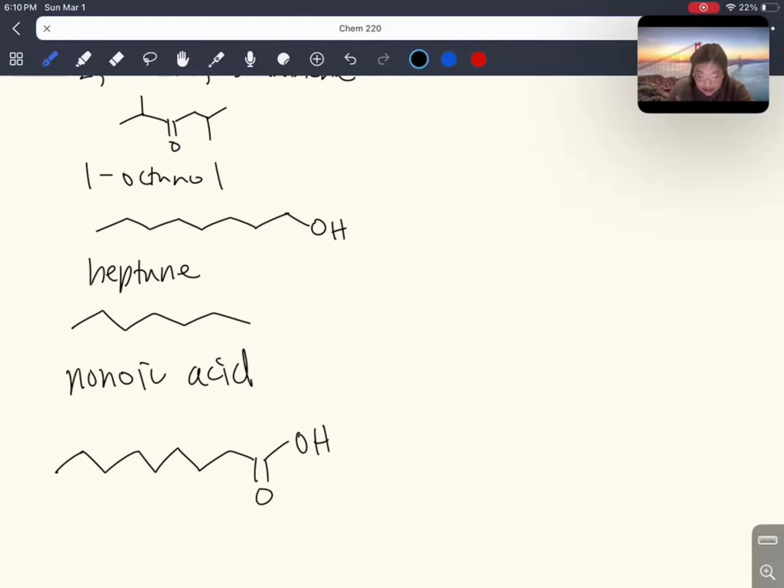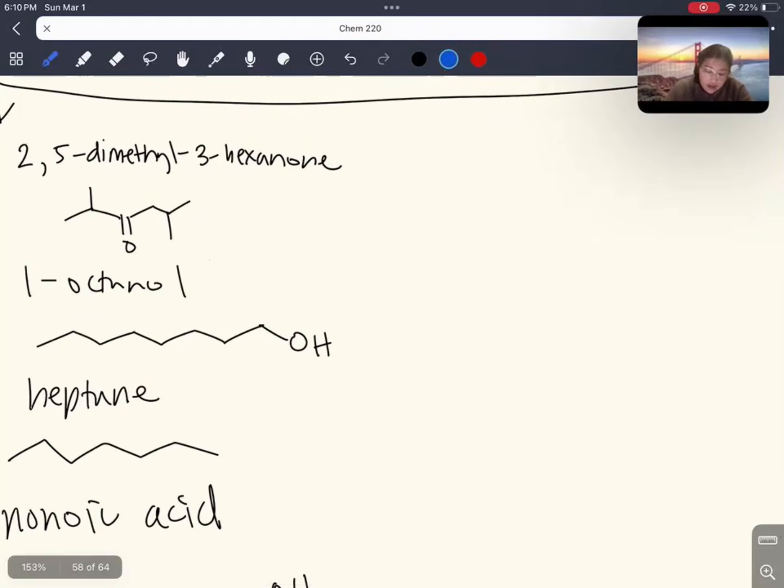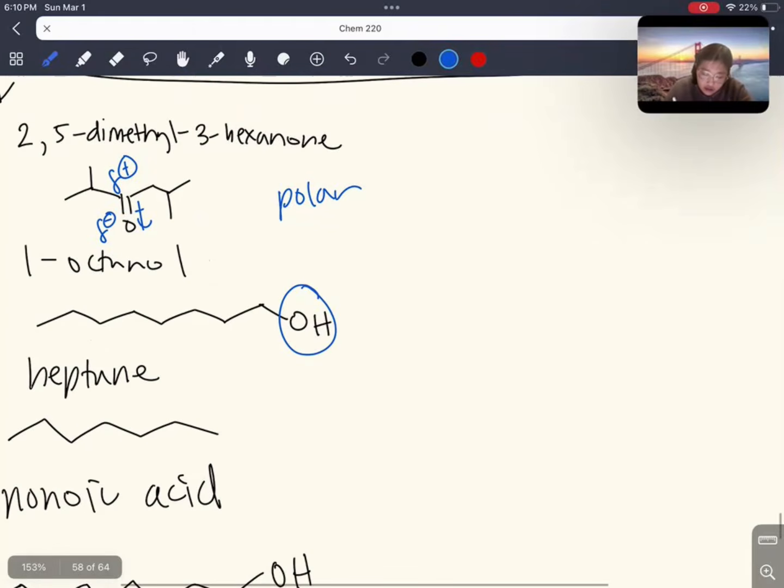And so let's look at the properties of each of these molecules. 2,5-dimethyl-3-hexanone is polar. We know that from the carbonyl oxygen. There's a partial negative charge on the oxygen and a partial positive charge on the carbon. 1-octanol has that OH group, so it can participate in H bonding.